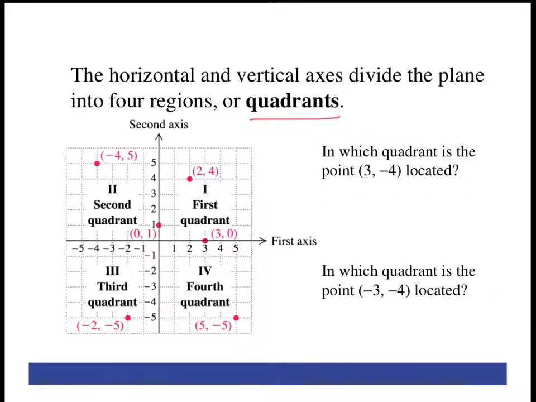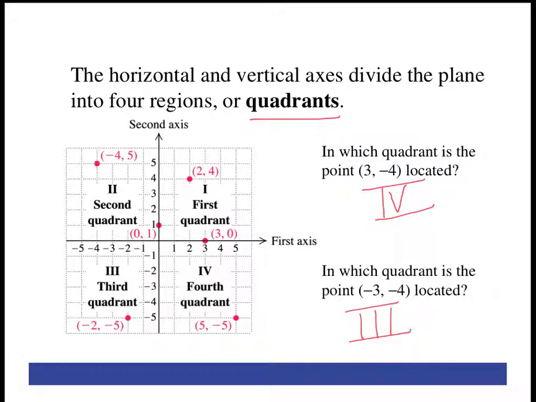So it says, in which quadrant is 3, negative 4? So we start with our origin, and we're going to go over positive 3, and then we're going to go down to negative 4. And it's going to be right in this area. So that would be in quadrant 4. And notice that it is written with Roman numerals. And that's what you need to continue doing, is Roman numerals. In which quadrant is negative 3, negative 4? So I'm going to start here. I'm going to go over negative 3, and I'm going to go down to negative 4. And it is in the third quadrant.